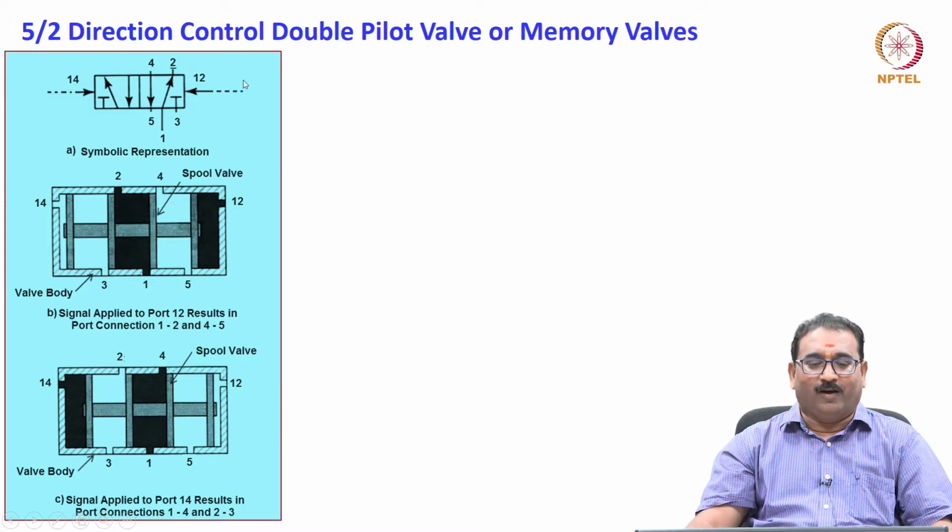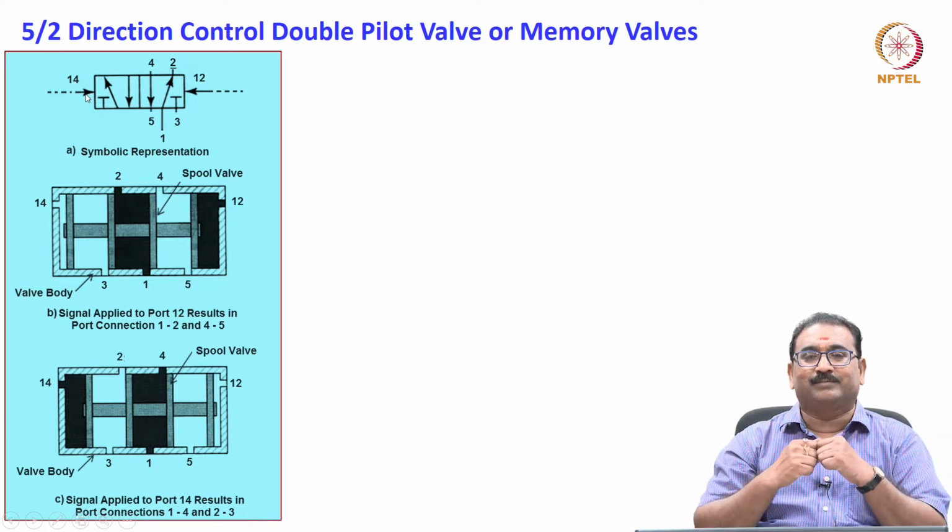Before that, you have already seen this, correct friends? Quickly I will tell you, this is very important in today's discussion also. This is a 5x2 directional control double pilot valve, also known as a memory valve. See here, friends, without this it is your 4x2 DCV, two positions. But with this, 14 and 12 are the pilot signals. It is a 5x2 way valve. We have already seen this in the last class also.